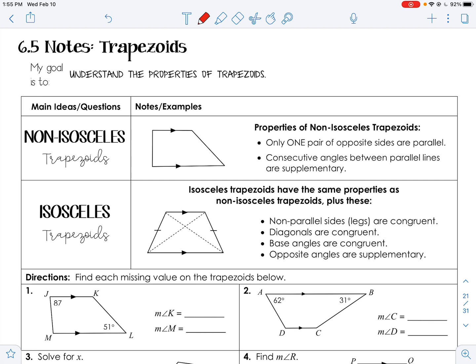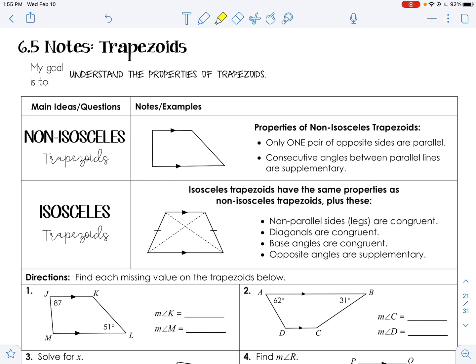Okay, so properties of non-isosceles trapezoids. Isosceles is where two sides are the same. Non-isosceles would be that there are no two sides that are the same. So only one pair of opposite sides are parallel. That makes it a trapezoid. And then consecutive angles between parallel lines are supplementary.